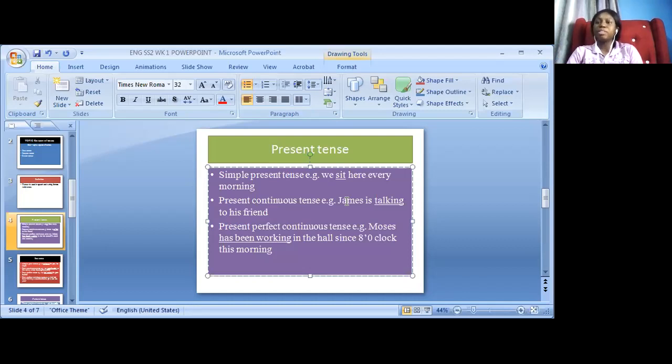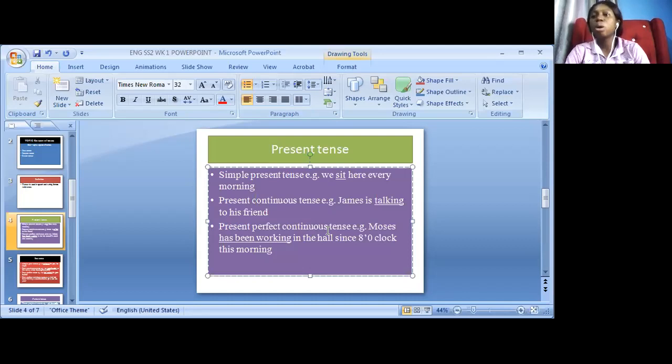Another example, the teacher is teaching the students. So the teacher is still in the process of teaching. So it is continuous. It is a continuous action. So it is present continuous tense because the action we are describing, that's the action of teaching, is still going on.